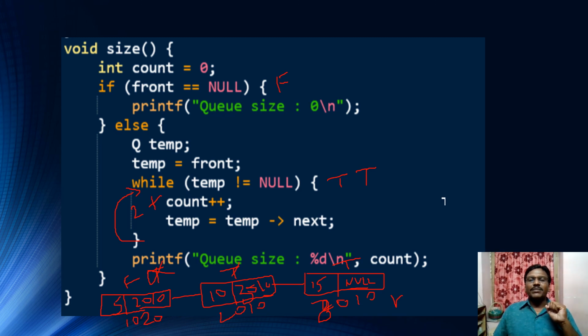Again move to while. Temp not equal to null. Temp is 3010, so the condition is true. Now count plus plus, and the count value is 3. Temp equal to temp next, so temp is now null. Again move to while: temp not equal to null, temp is null, so the condition fails and the loop cannot execute its statements. Now print queue size percentage d, count. The count value is 3, so it prints the queue size is 3.